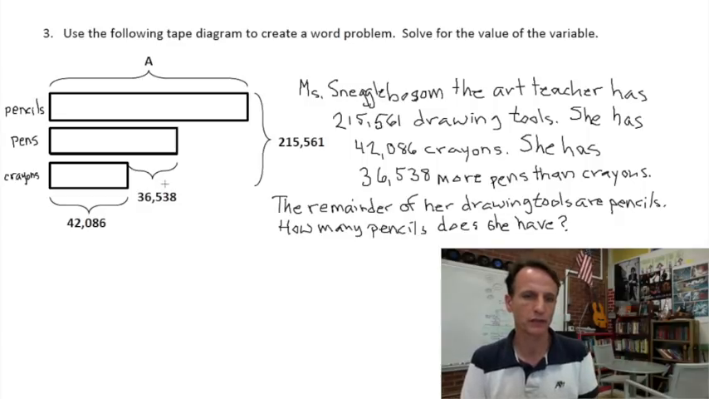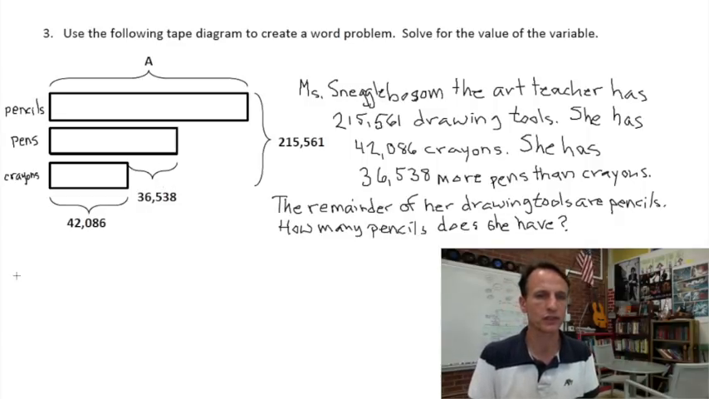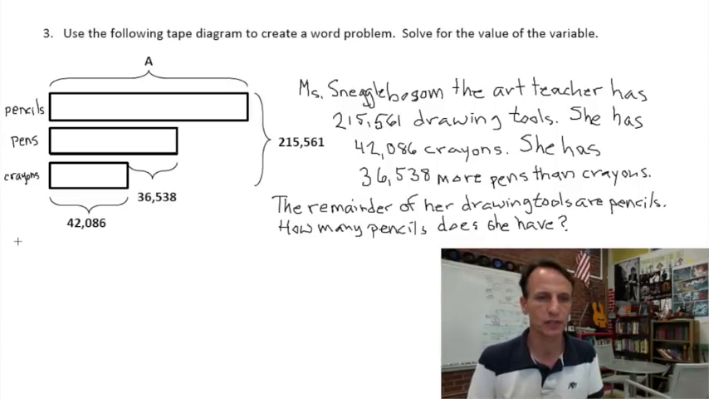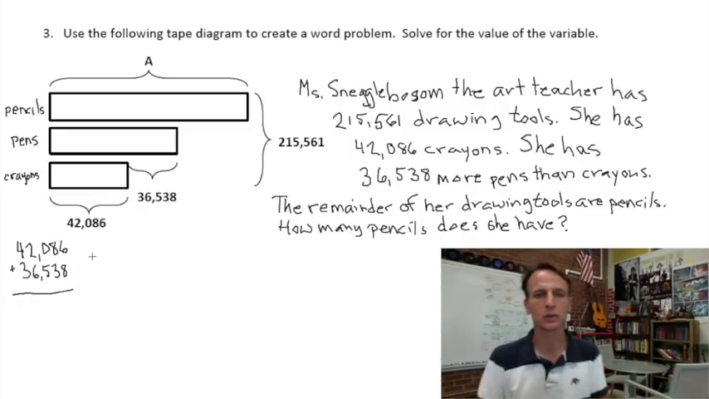So now to do the math, we can see, we know crayons, right? And we know pens are that much more than 36,000. So if we put those together, we'll get the number of pens. So let's start by doing that. We'll take crayons, 42,086, and say, okay, well, there are 36,538 more pens than crayons, and that will give me the total number of pens.